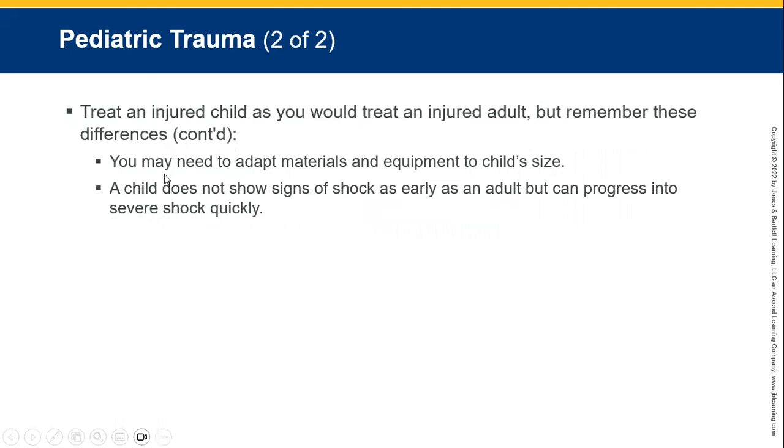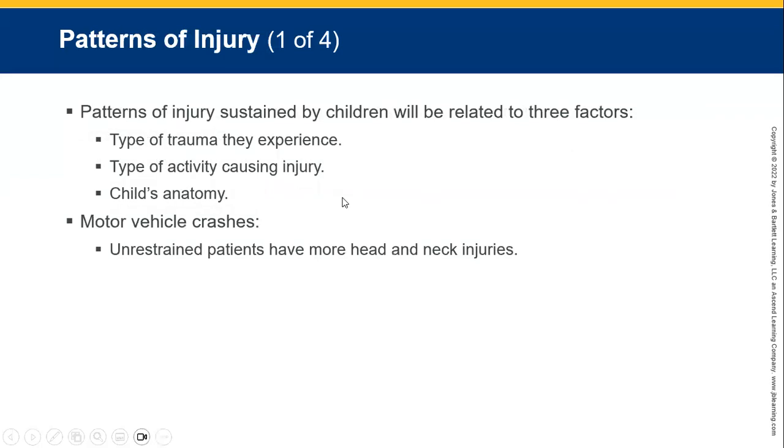All right, you may need to adapt materials and equipment for the child's size. A child does not show signs and symptoms of shock as easily or early as an adult, but can progress into severe shock quickly. Injury patterns a child sustains should be related to three factors: the type of trauma they've experienced, the activity causing the injury, and the child's anatomy.